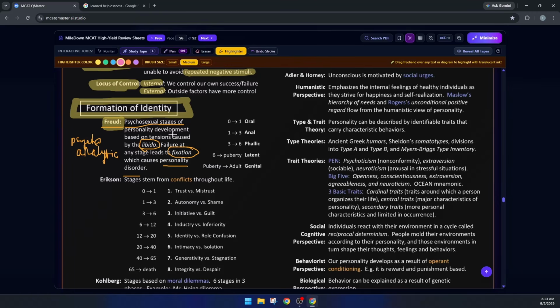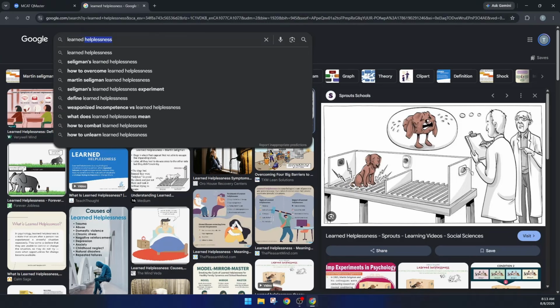So you want to know these terms: libido, and the term fixation. And then you want to memorize these stages here. This is ages, by the way. 0 to 1 years old is the oral stage. 1 to 3 is the anal stage. 3 to 6 is the phallic stage. 6 to puberty is latent. I recommend looking at a picture figure.